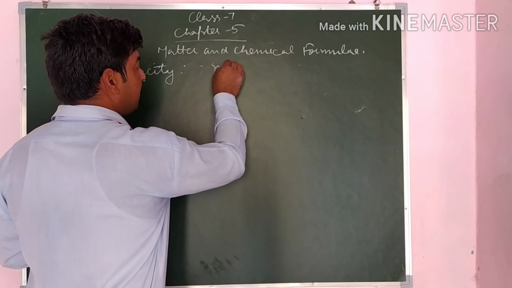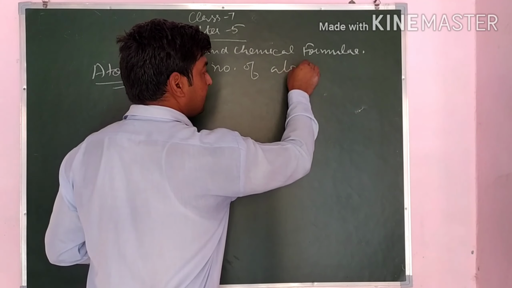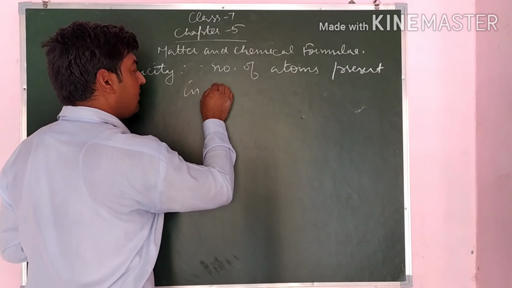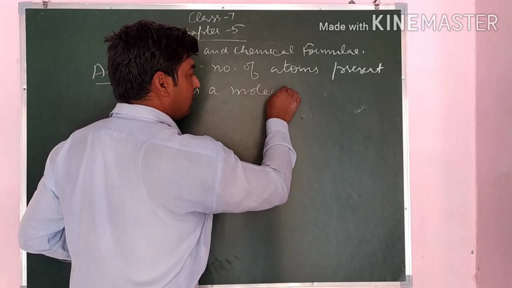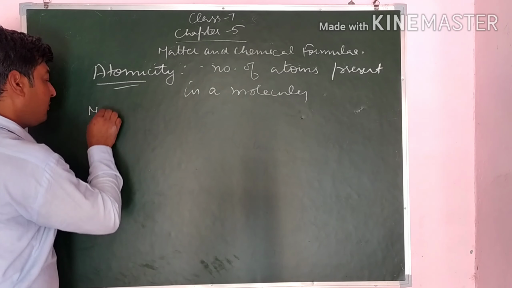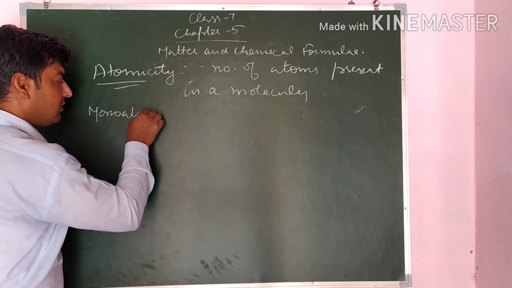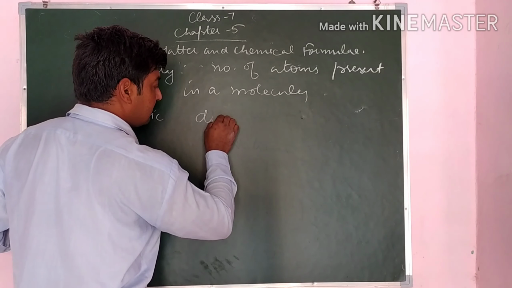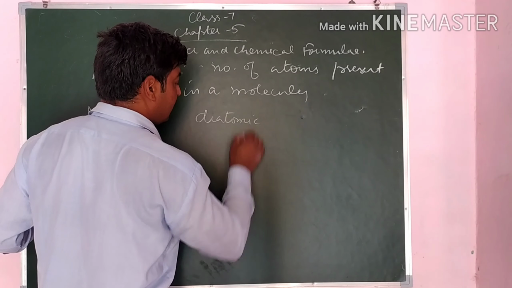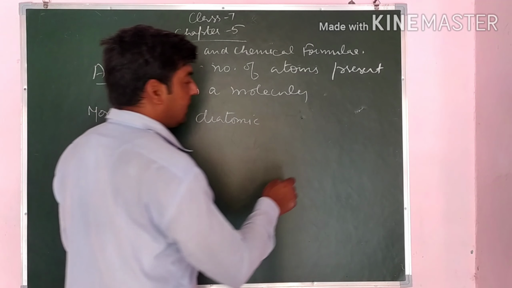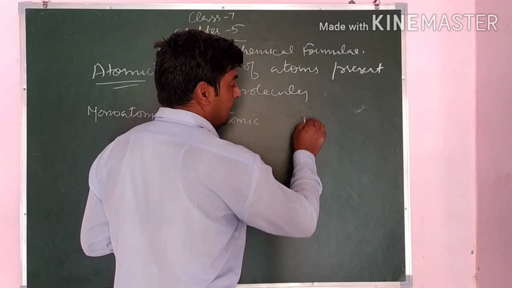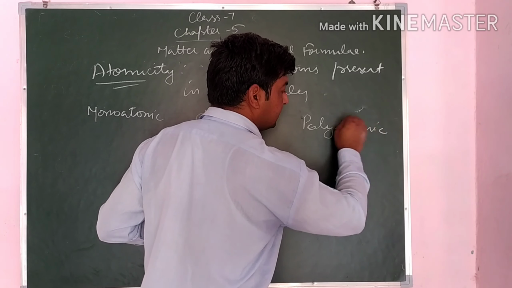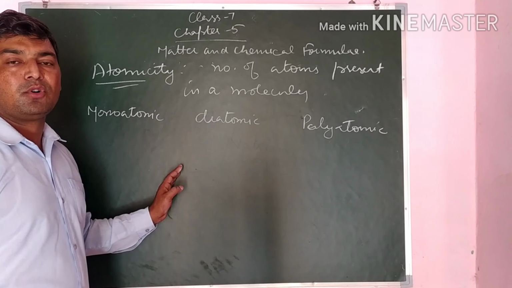So students, what is atomicity? It is the number of atoms present in a molecule. On this basis we have monatomic molecules that have only one atom, diatomic molecules that have two atoms, and polyatomic molecules that have more than two atoms.